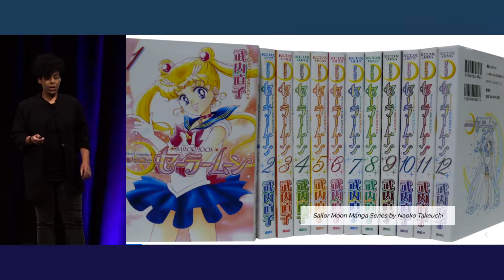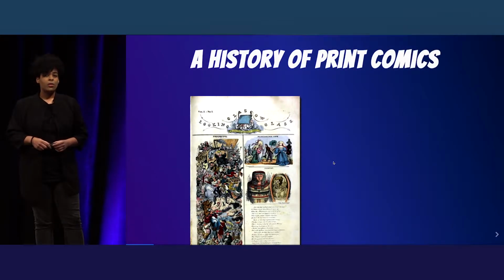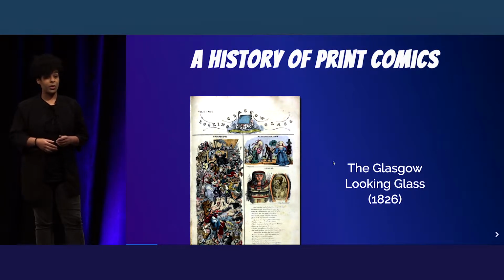Looking at the history of comics, it's actually quite striking how old it is. If you, for example, look at print comics, like actual printed paper comics, the story dates back almost 200 years ago in the Western world. For example, the Glasgow Looking Glass, one of the first mass-produced publications that resemble comics as they try to convey stories and also do political commentary, was first published in 1826. And this is only for the Western world.